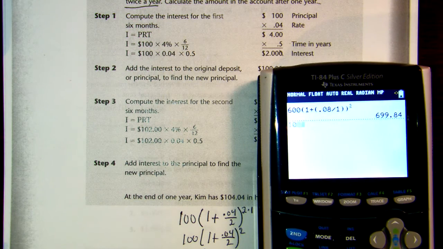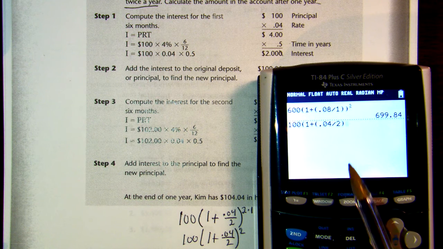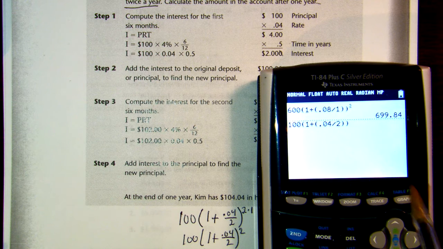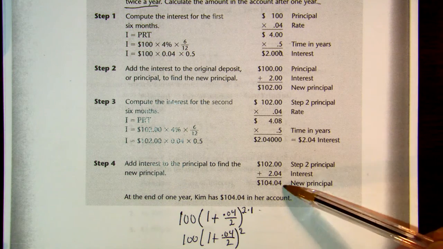So it's going to be 100 times 1 plus, now we've got to put this fraction, that 0.04 over 2, in parentheses. So you're going to open up another bracket, 0.04, divide 2, close it. Now that just closes that fraction. So now we've got to close it again to incorporate the whole amount. Okay, and that's to the second power. And your answer is $104.04, which is right here.